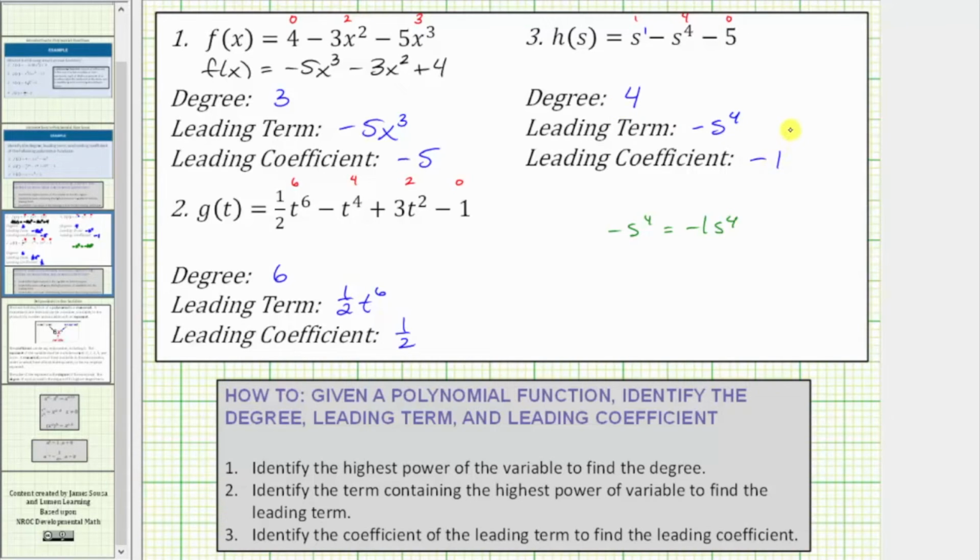So while we are done, let's go ahead and give h of s in descending order. In descending order, h of s is equal to negative s to the 4th plus s minus 5.